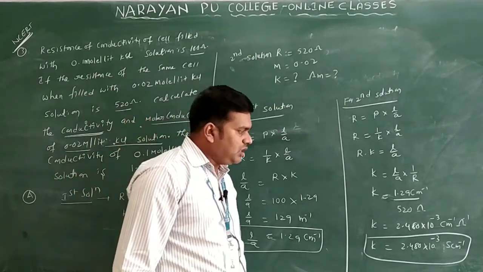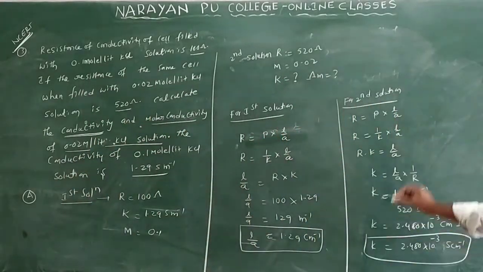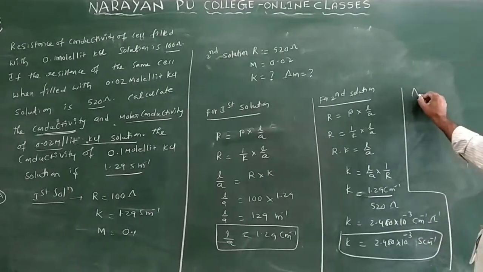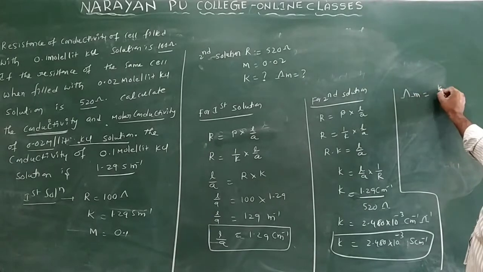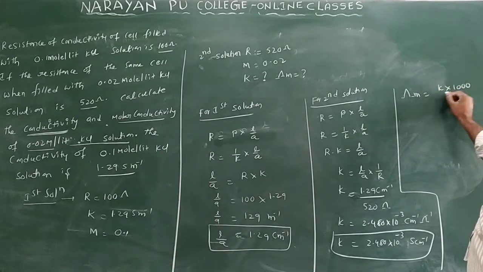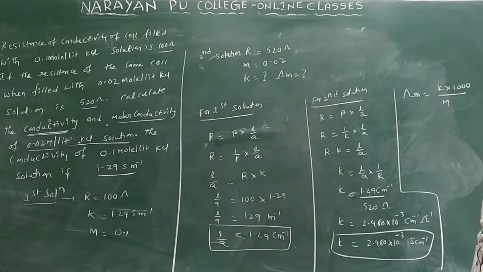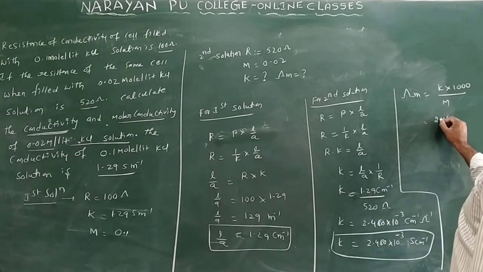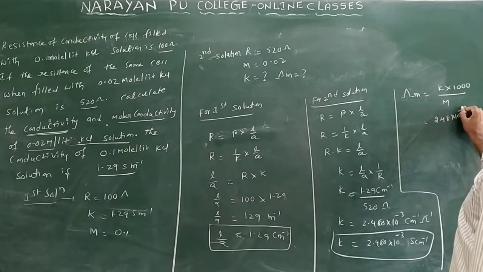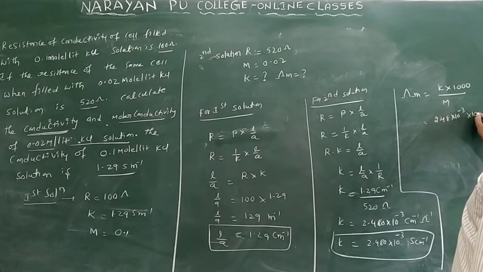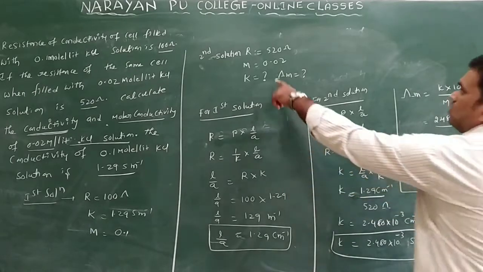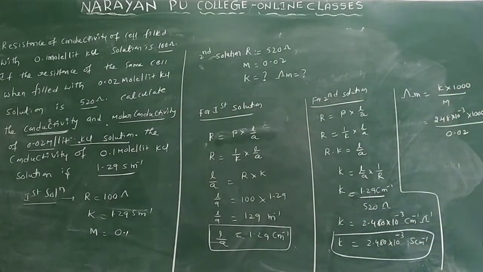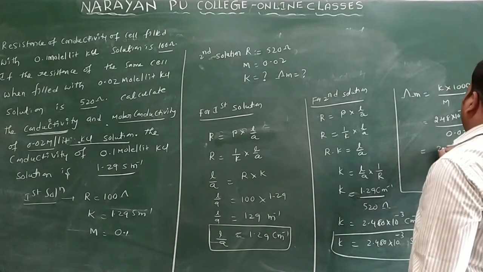But one more thing they are asking: molar conductivity only. So molar conductivity, you know the formula. What is the molar conductivity formula? Molar conductivity is equal to K into 1000 by M only. Clear? So what is the K value we got? K value is 2.48 into 10 power minus 3, into 1000 by the concentration of the solution. The concentration of the solution is 0.02 only.